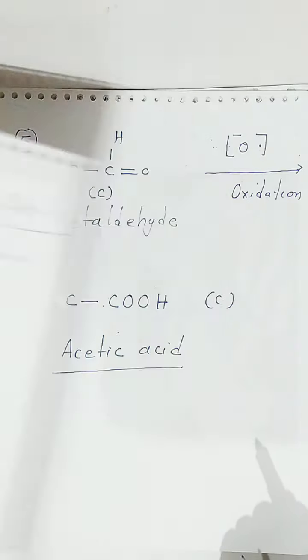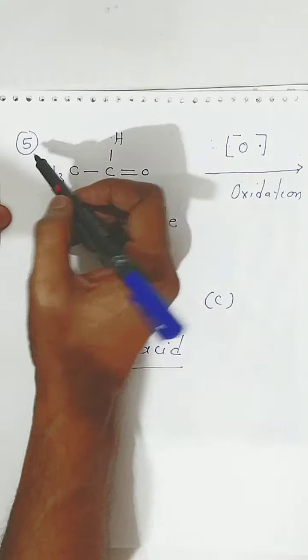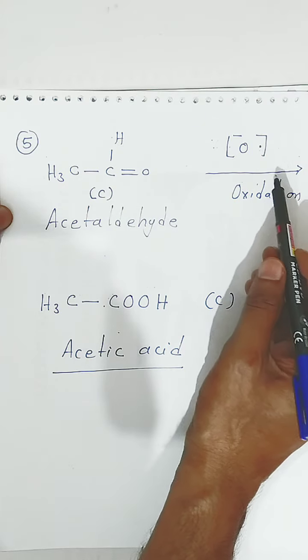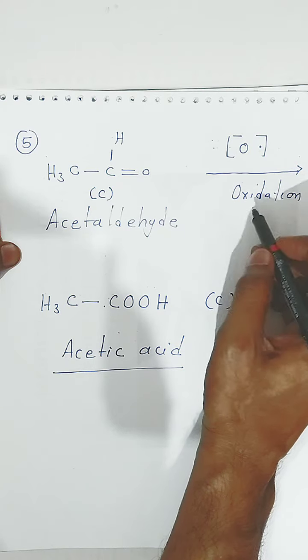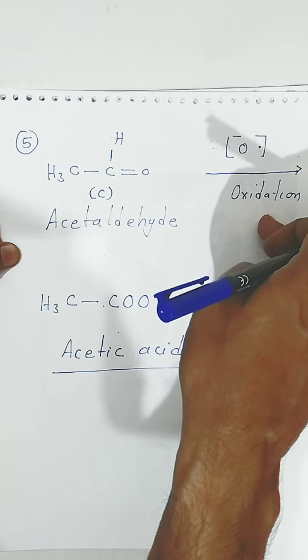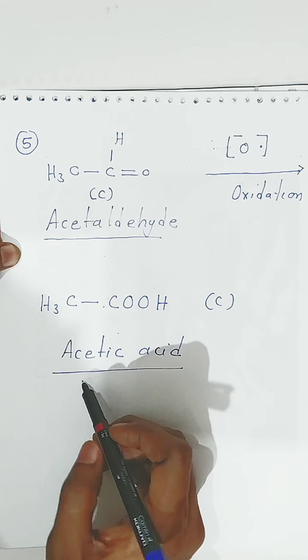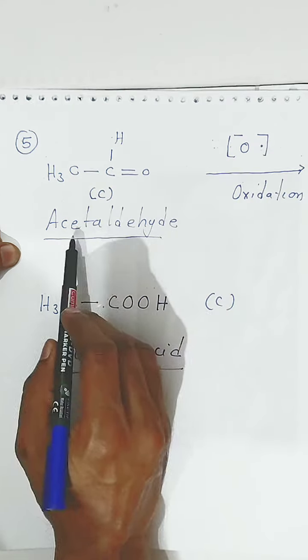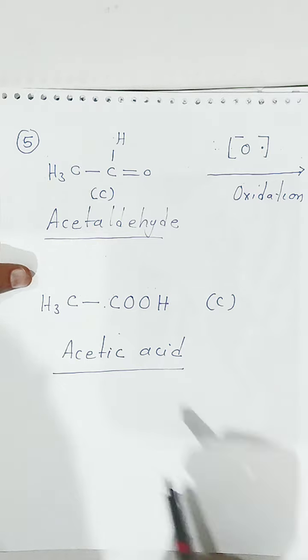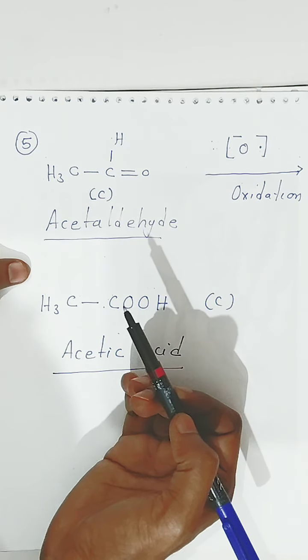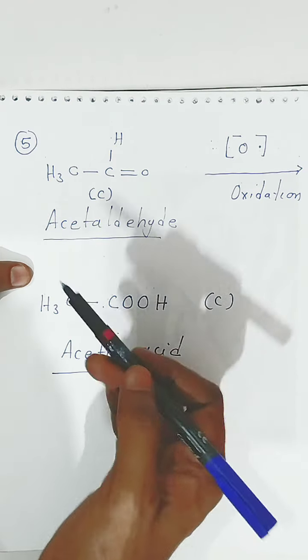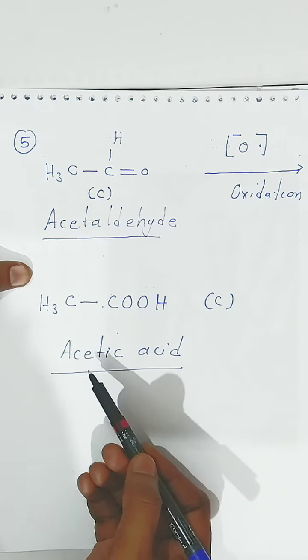Now comes the fifth reaction. You have acetaldehyde in the test tube and you are going to oxidize it. What happens? Simple oxidation. You can use K2Cr2O7 in H2SO4. This acetaldehyde is converted into acetic acid. That means on oxidation, acetaldehyde is converted into acetic acid. This is the fifth reaction of acetaldehyde.